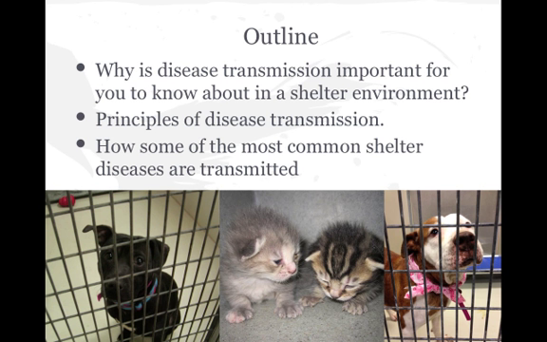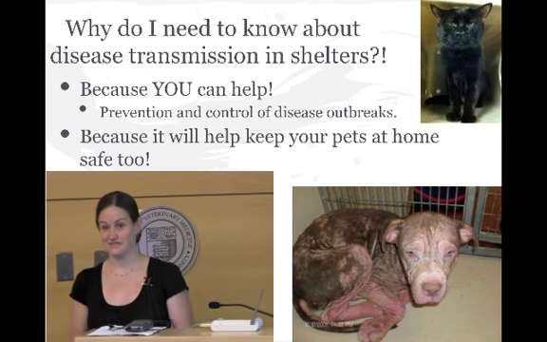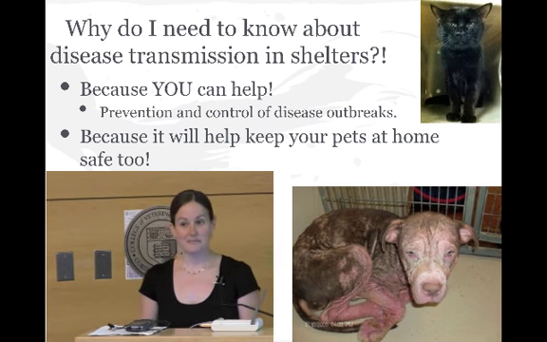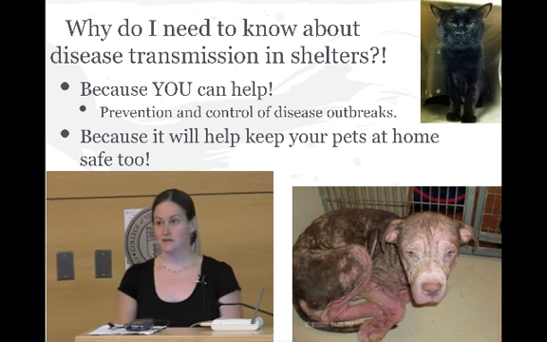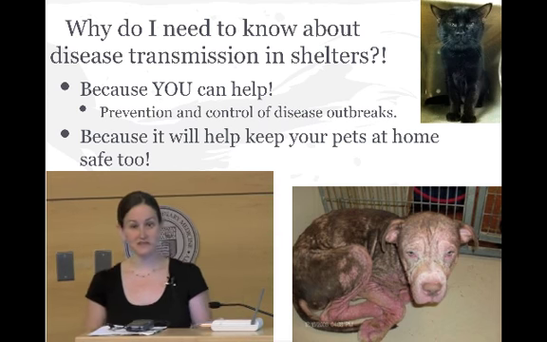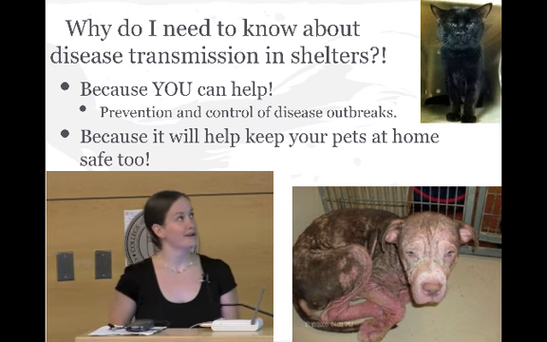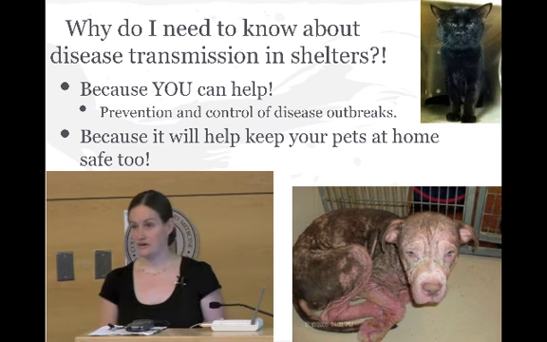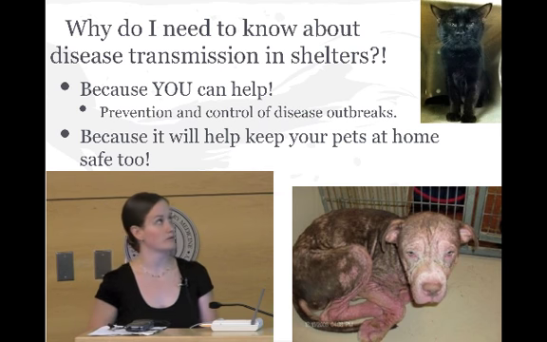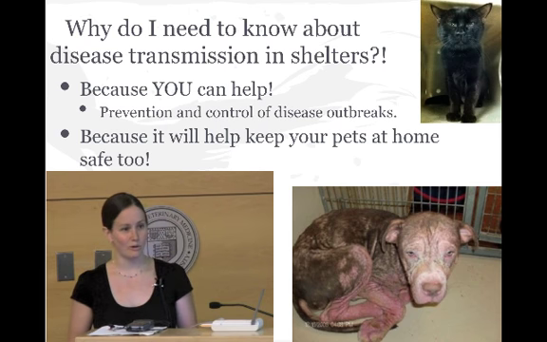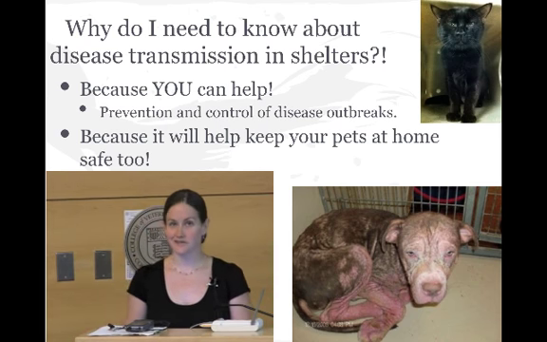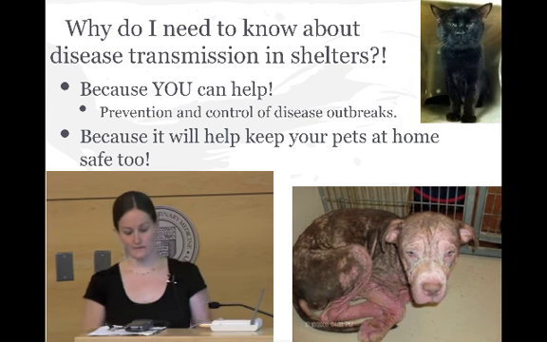We're going to apply some of the information I gave you to some of the more common shelter diseases. So, why do you guys need to know about disease transmission in the shelter environment? Well, by knowing about the different ways in which diseases can be transmitted, you can better understand the protocols that the shelter management put in place in your shelter. You can also help to prevent disease outbreaks in your shelter environment because you play a very critical role. And lastly, a lot of you that are volunteers and staff have your own pets at home, and by knowing the different ways in which diseases can be transmitted, you can keep your pets safe at home as well.